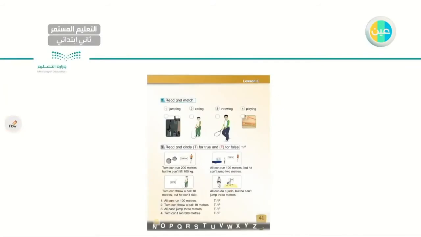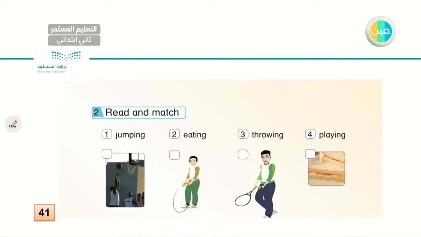So let's move to page 41. You have these at page 41. I will have it zoomed in a minute, each part, so you can see. Let's start with the first part. Read and match. So I have 4 ing verbs and 4 pictures. What are we supposed to do? Match them together. Let's read the verbs first. Jumping, eating, throwing, and playing. Very good. So let's try to match.